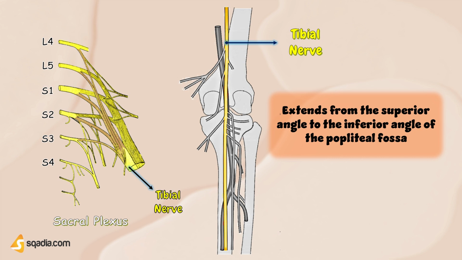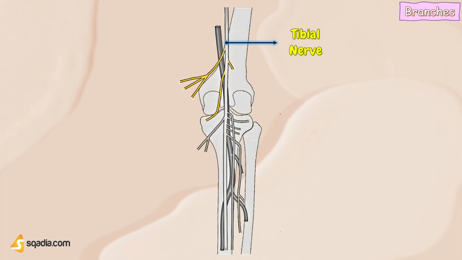In this diagram, you see that the tibial nerve gives off many branches. It can be confusing to look at once. We will talk about them one by one. First, we have the three genicular or articular branches that arise in the upper part of the fossa.